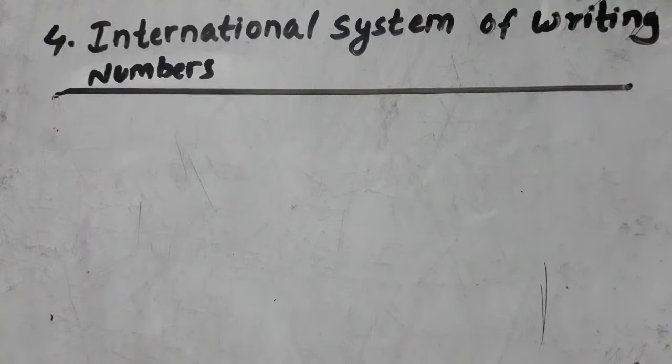Now we are still in the fourth chapter, that is International System of Writing Numbers. In our previous class, we studied how to write the number name of a number. In today's class, we will learn how to write the numerals for the number name. So let's see the question.